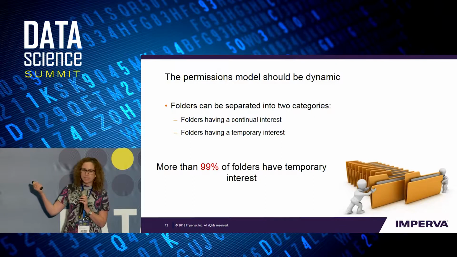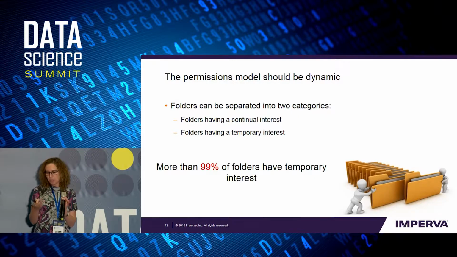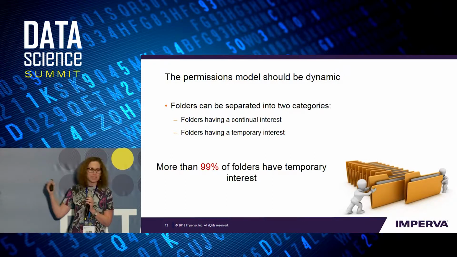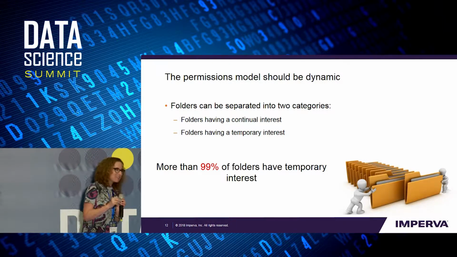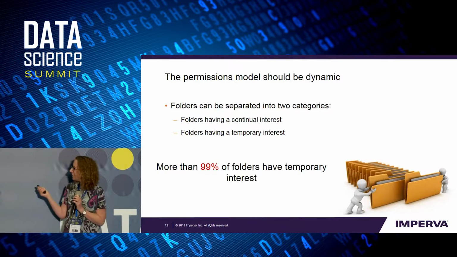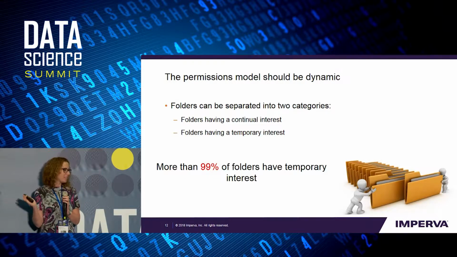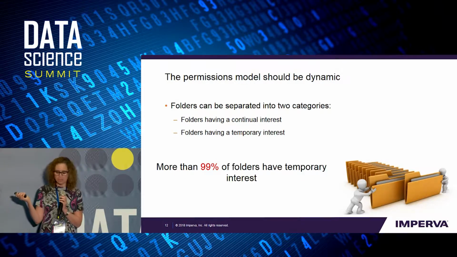I think it's obvious that the second category of folders doesn't need a static permissions model. They need dynamic permissions only for the time of their temporary interest. So maybe you can guess what's the portion between the first and second types of folders? 75, any other guesses? No, so it's very interesting to discover that more than 91% of the folders in the organization are of the temporary interest type.